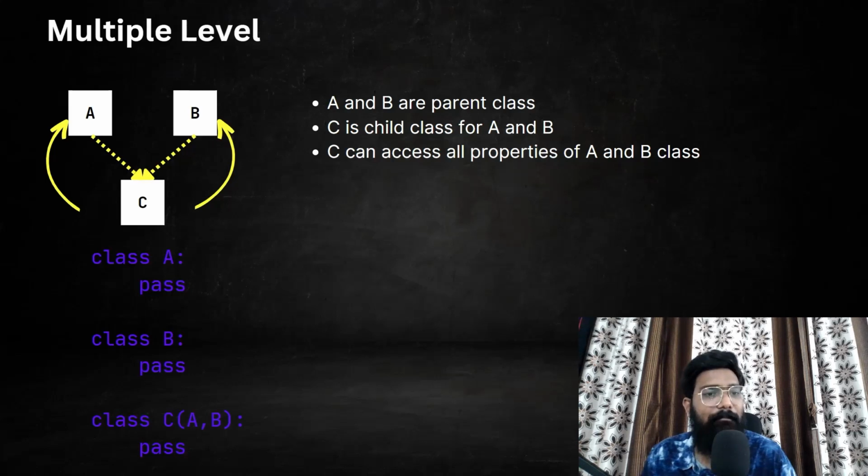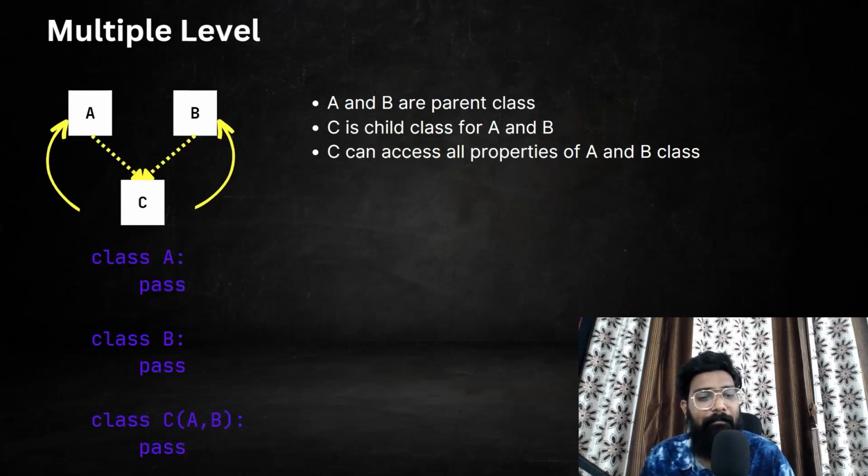Then we can have multiple. In multiple, we have more than one parent class and a single child class. So here A and B are parents of C, and C is the child class. The implementation will be class A and class B independently. A and B are not connected, and they are not going to access each other's properties. Only C is accessing all the properties of A and B.